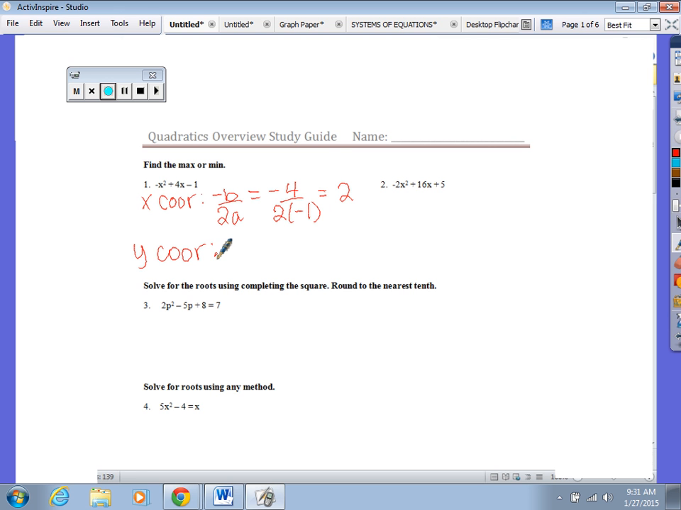Y coordinate. How am I going to figure out my y coordinate? Very good. Now, do you see how it had a negative in the front of it? We still keep that negative. But guess what? It's not on the inside. So unlike quadratic formula, which would make our b squared positive, this one was already negative, so it stays negative. You got it? Plus 4 times 2 minus 1. Put that in your calculator. Tell me what you get.